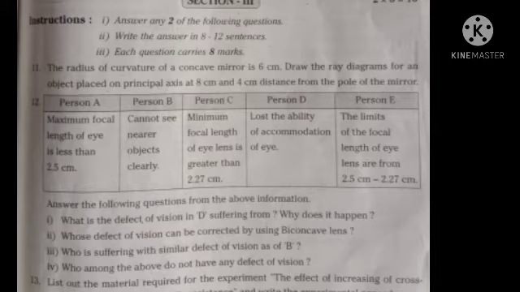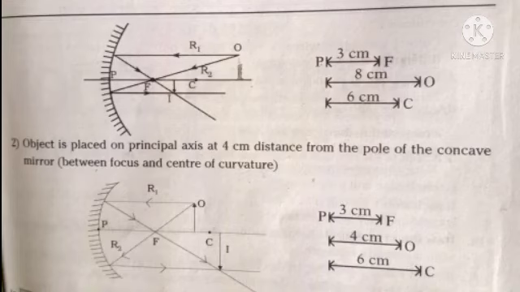We know that for ray diagrams, the radius of curvature of the concave mirror is 6 centimeters. That means R given value, R equal to 6 centimeters. Then we know that focal length F equal to R by 2, that is 6 by 2, equal to 3 centimeters. Then next, the object on the principal axis at 8 centimeters and 4 centimeters. Here we can take the object beyond the center of curvature. Then we can find the image between the focus and center of curvature. Object is placed on the principal axis at 8 centimeters.